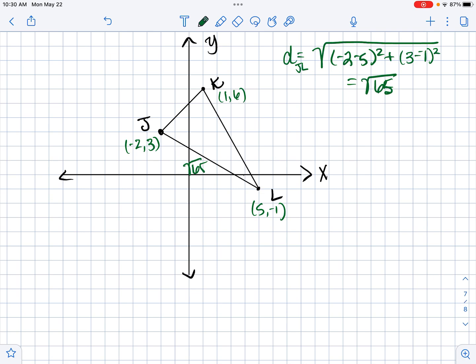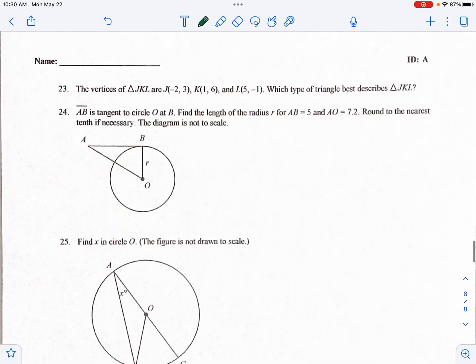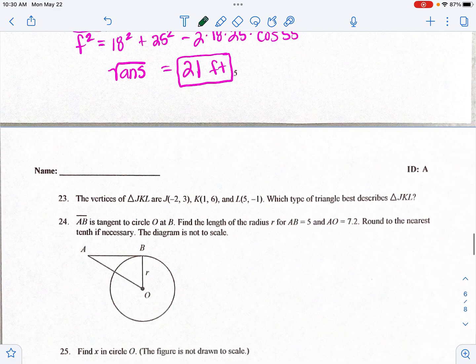So I'm going to do the same thing from K to L. Oops, I forgot my equal sign. So K to L would be 1 minus 5 squared, and 6 minus -1 squared. So that's also going to give me the square root of 65. Okay, so since these two sides are congruent, we know that this is an isosceles triangle, which would actually be the correct answer for number 23. It's isosceles.